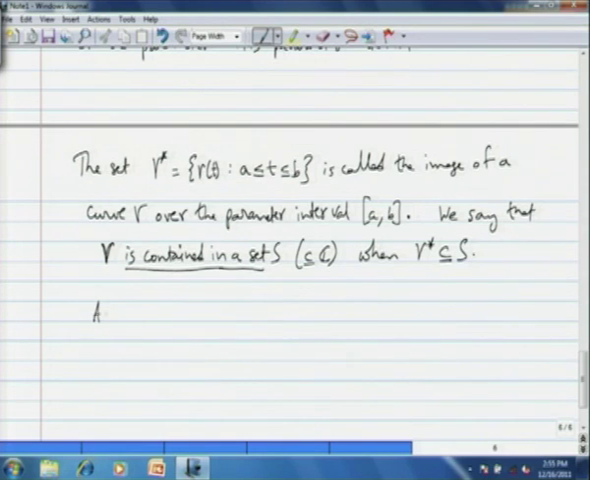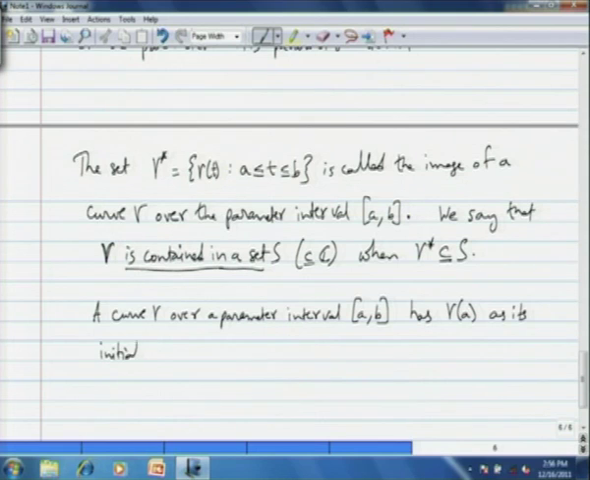And then a curve gamma over a parameter interval a b has gamma of a, which is a complex number in the complex plane, as its initial point, and gamma of b as its final point. So, we will use these words initial point and final point to mean gamma of a and gamma of b given a curve gamma.